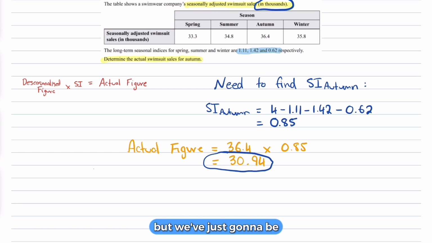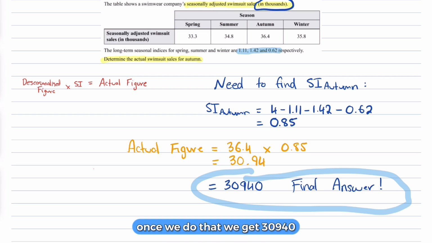But we've just got to be careful because it says the sales data is in thousands. Now we've just got to times this by 1,000 to convert it to the actual swimsuit sales. Once we do that, we get 30940, which is our final answer.